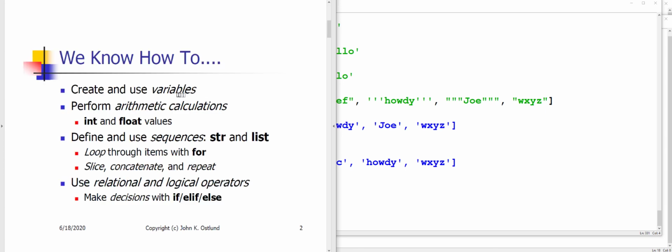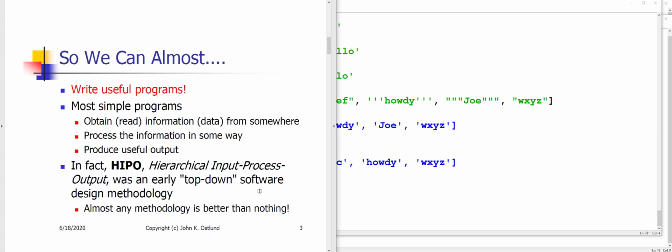Okay. So we know about variables, we know how to do arithmetic, we know how to define sequences or collections of values, such as str and list. We have a way of looping through items with the for loop. We have a way of making decisions with if, elif, else. So we finally know enough to be able to write useful programs.